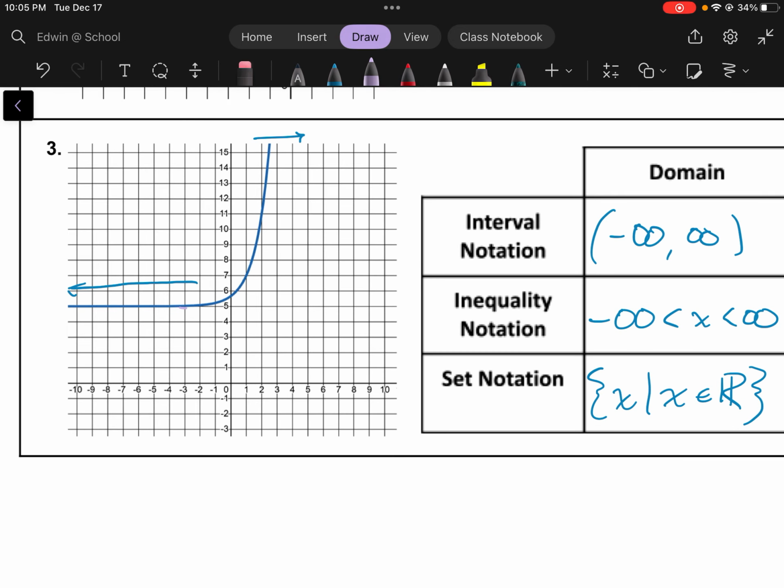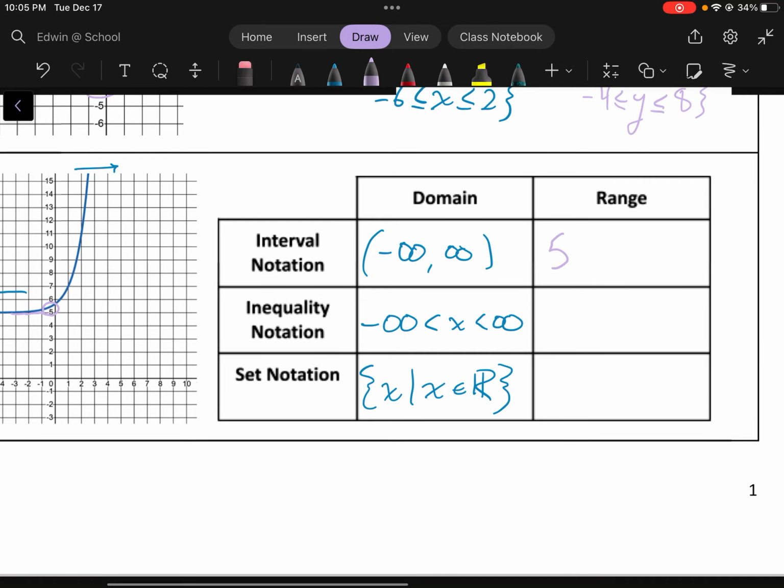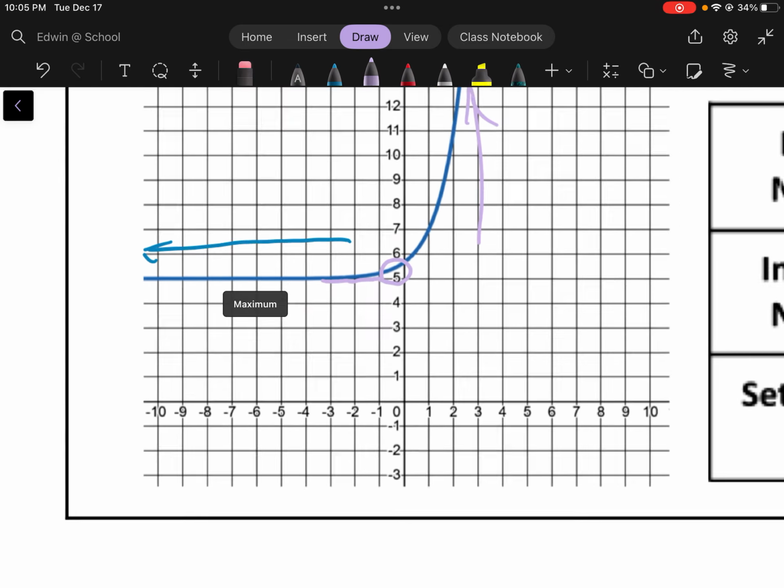And now we're talking about the lowest point. It seems like the lowest point is going to be at around this value, which looks like it's going to be 5. And then the highest value is going to go up forever, so it's going to be infinity. Now we know there's a parentheses at infinity. We can't reach infinity. But for 5, there's also going to be a parentheses.